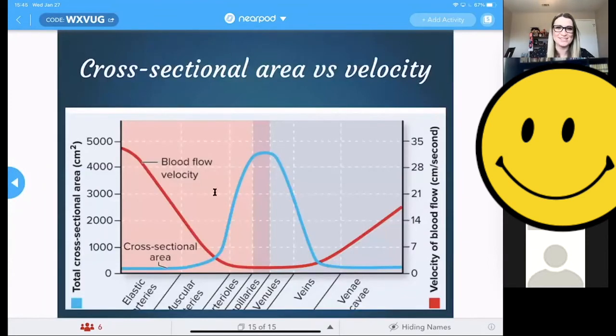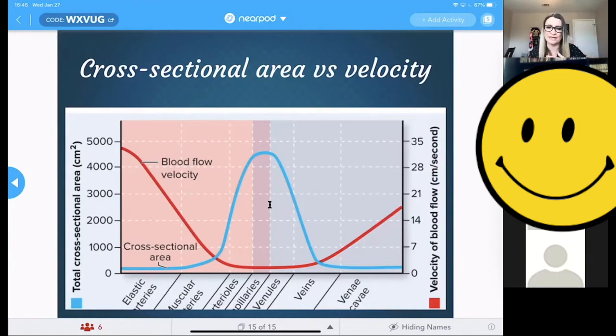So going on, let's talk about this total cross-sectional area of a vessel and blood flow velocity. So this graph is simply showing a relationship between the total cross-sectional area of a vessel type and blood velocity. A velocity is like speed. So think about blood, like how fast is the blood moving. When I say total cross-sectional area, I mean it's a cross-sectional area for all the vessels of that particular type.